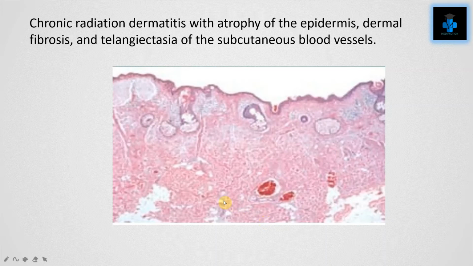So, here we can appreciate chronic radiation dermatitis with atrophy of the epidermis, dermal fibrosis, and telangiectasia of the subcutaneous blood vessels. This is the epidermis, and this right here is the thrombosed blood vessels in the dermis level. And here you can appreciate the collagenous bands.